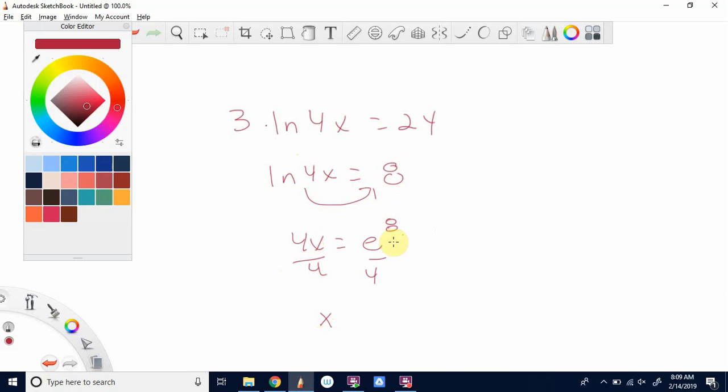So you plug this into your calculator. You hit second natural log button, and then it'll let you put the 8 in for the exponent, which x is approximately 745.2395. All right, let's look at B.